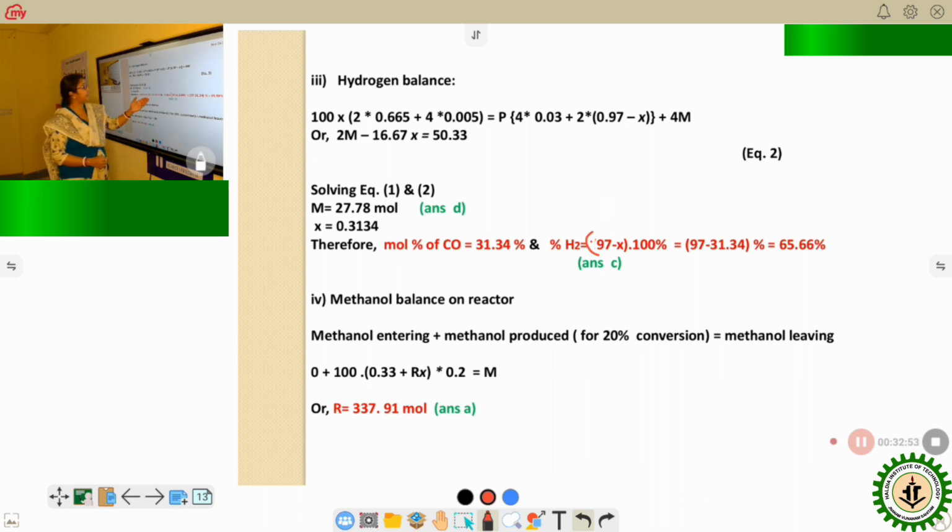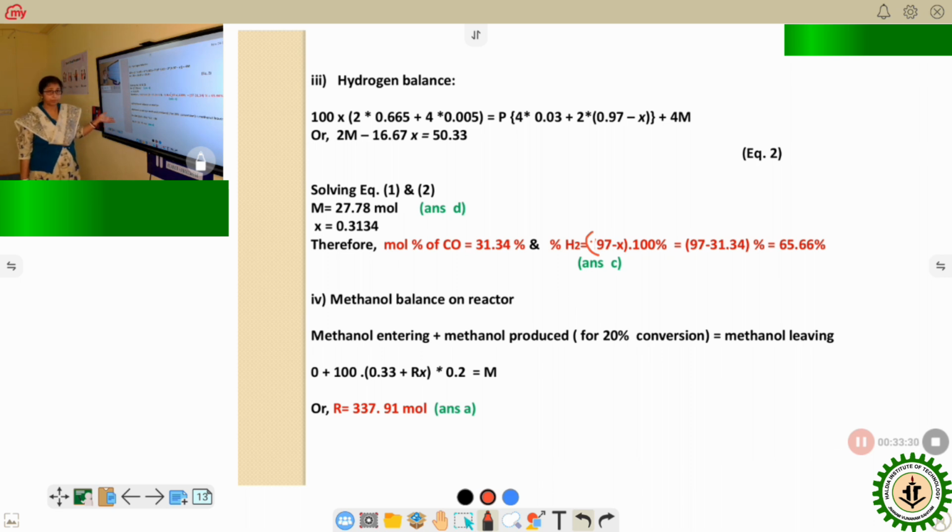So, mole percentage, what can you write? If X is 0.3134, we can write 31.34%, and naturally hydrogen will be 0.97 minus X, into 100 percentage, giving 65.66%. So this is the M which is obtained, that is the total number of moles of methanol which is produced from this reaction, and X is giving the compositions. In terms of percentage, you can write it this way. So this is the part of answer C.